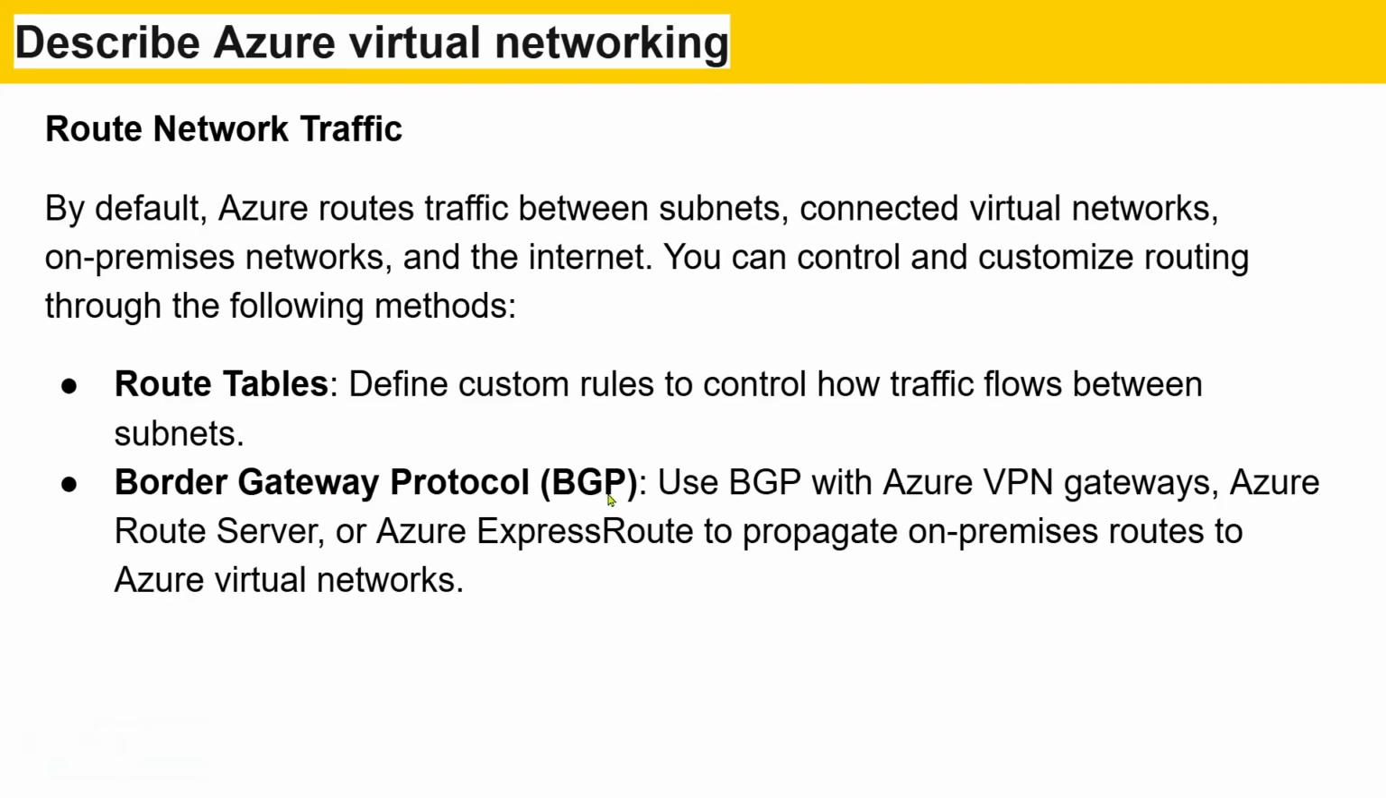Border Gateway Protocol, so there is something called BGP. Use BGP with Azure VPN Gateway, Azure Route Servers, Azure ExpressRoute to propagate on-premises routing to the Azure Virtual Networks.